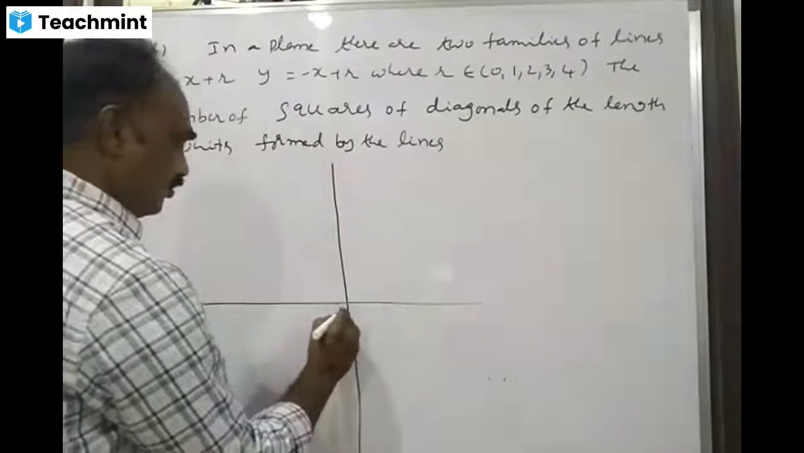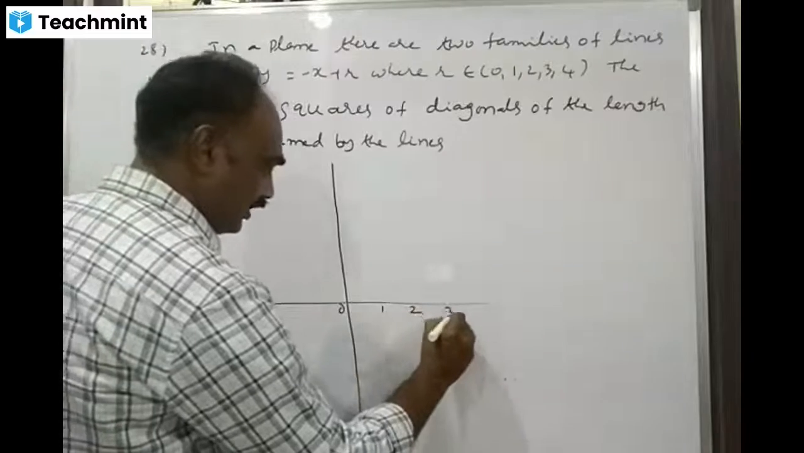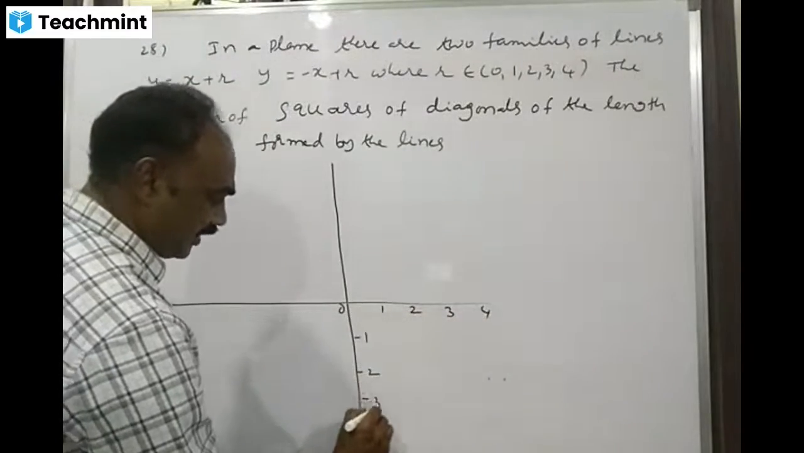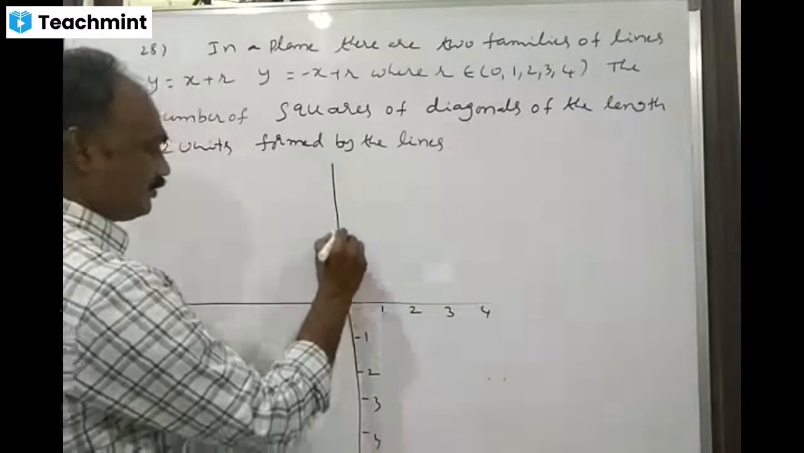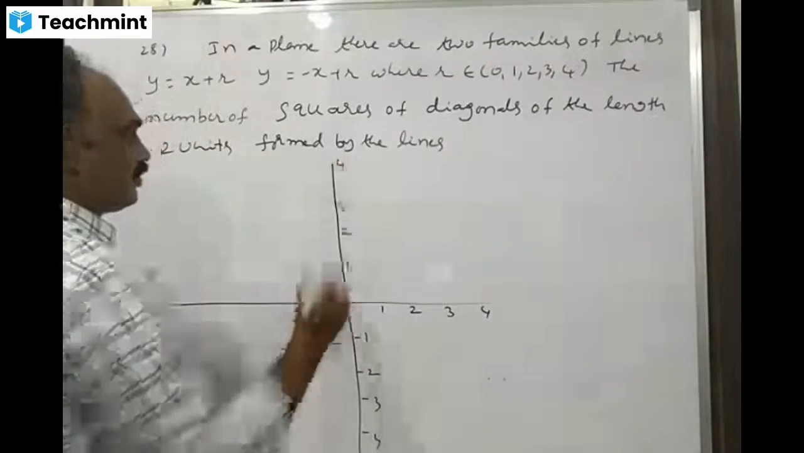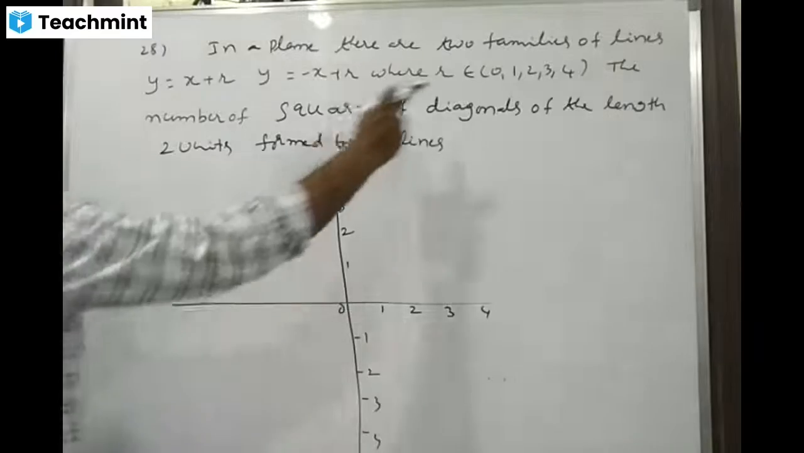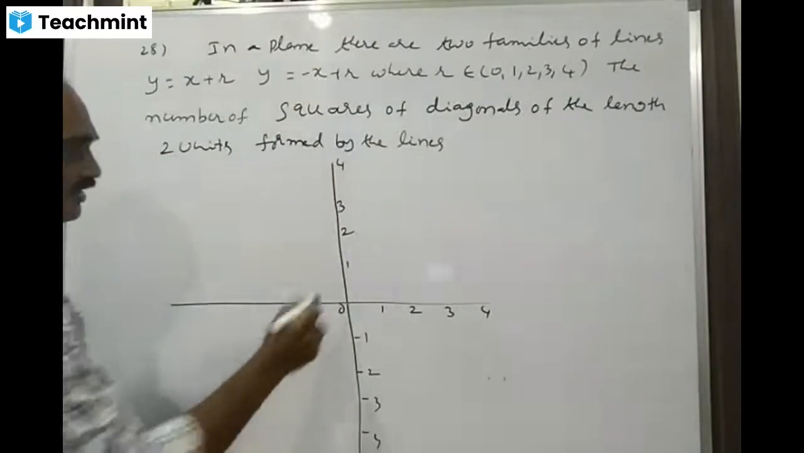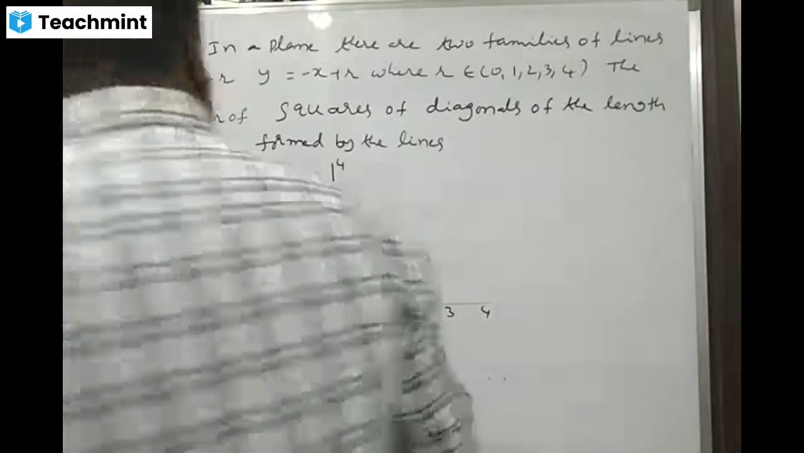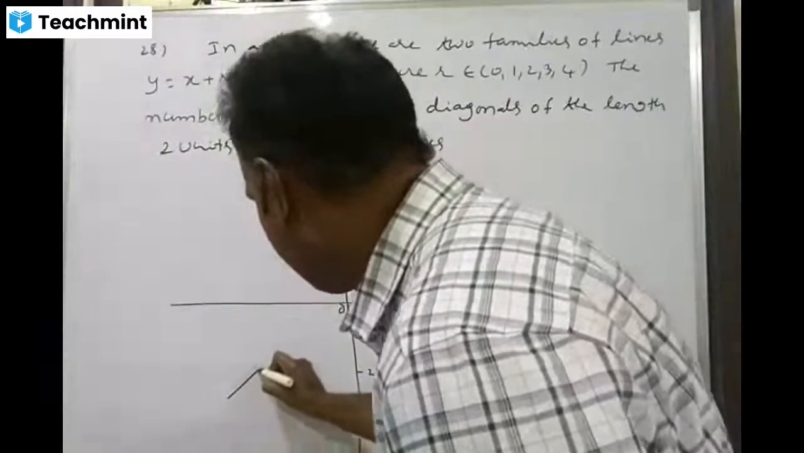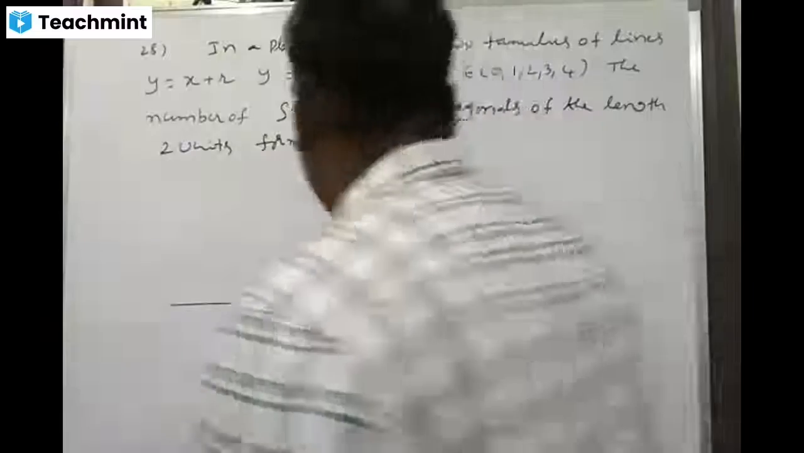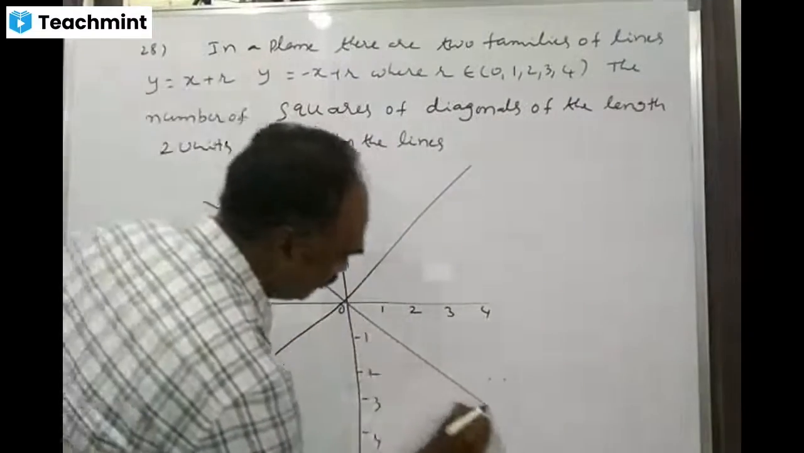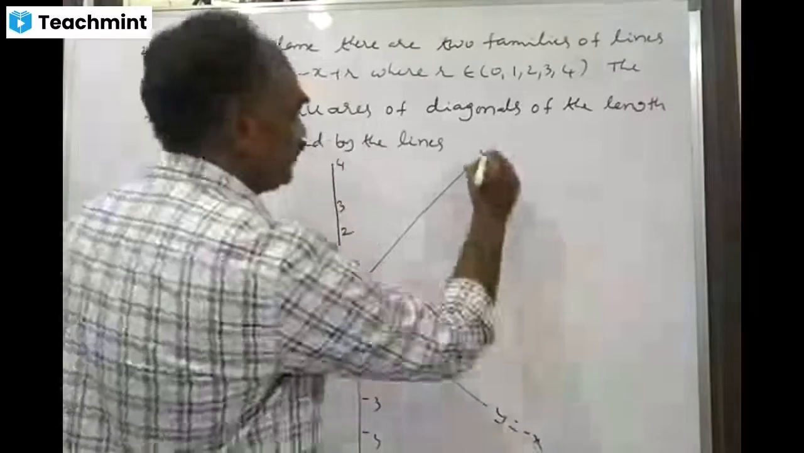Friends, r is 0, 1, 2, 3, 4, and minus 1, minus 2, minus 3, minus 4. First I am taking r is equal to 0. Y is equal to x, y is equal to minus x. This is y is equal to x, and this is y is equal to minus x.